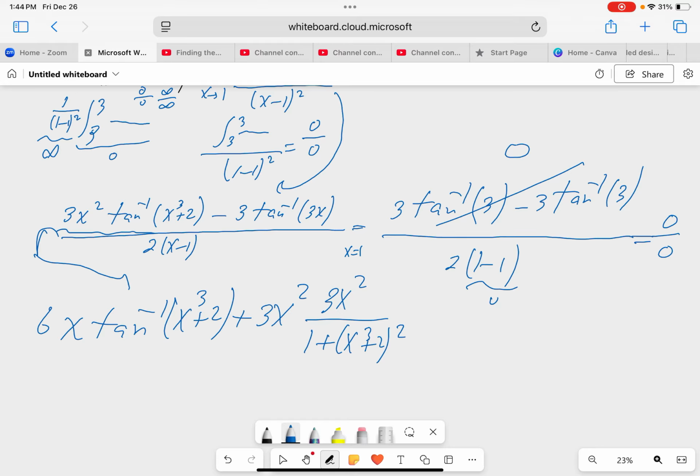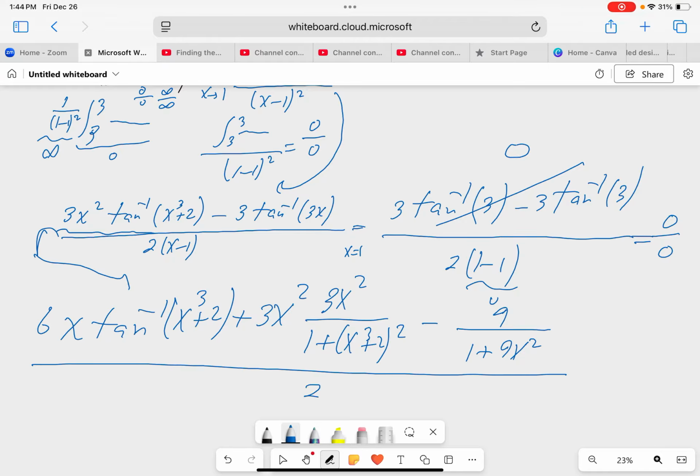The next one is going to be just simply 3. So it's going to be 9, right? The derivative of 3x is 3. 3 times 3 is 9. And this is going to be 1 plus 9x squared. All right. And the derivative of the denominator is simply going to be 2. So this whole thing is going to be over 2.